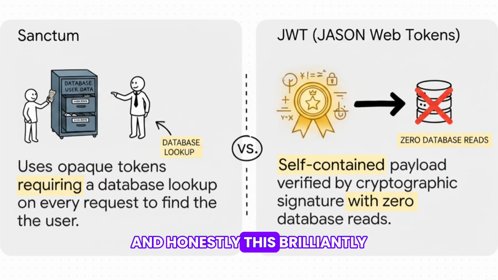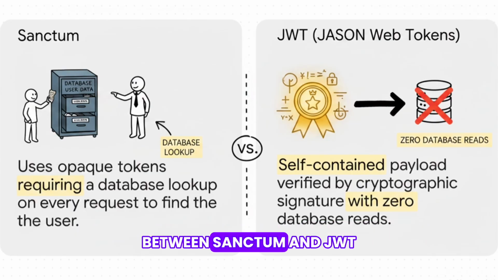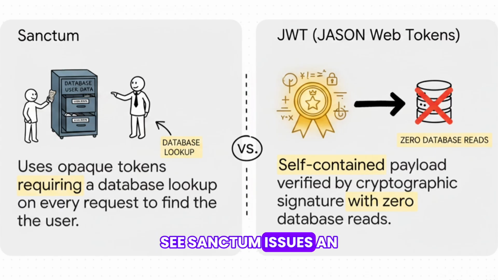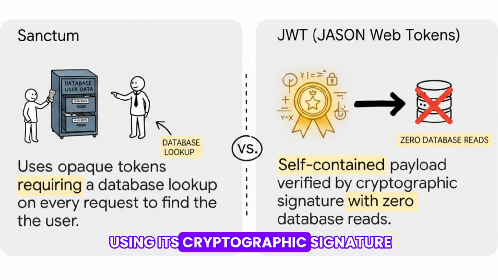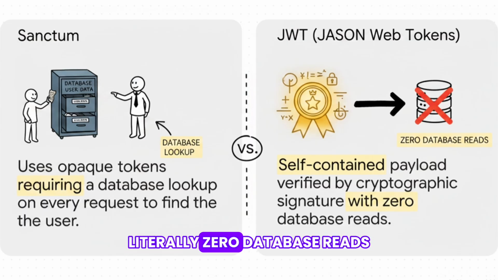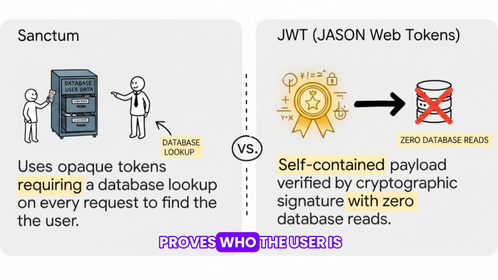And honestly, this brilliantly illustrates the fundamental architectural difference between Sanctum and JWT. See, Sanctum issues an opaque token, which is essentially just a reference. It's exactly like a coat check ticket. Every single time a request comes in, Sanctum has to walk to the back room, which is your database, look up the ticket, and find the user. JWT, on the other hand, is verified mathematically right on the spot using its cryptographic signature. Literally 0 database reads are required. The token itself mathematically proves who the user is.